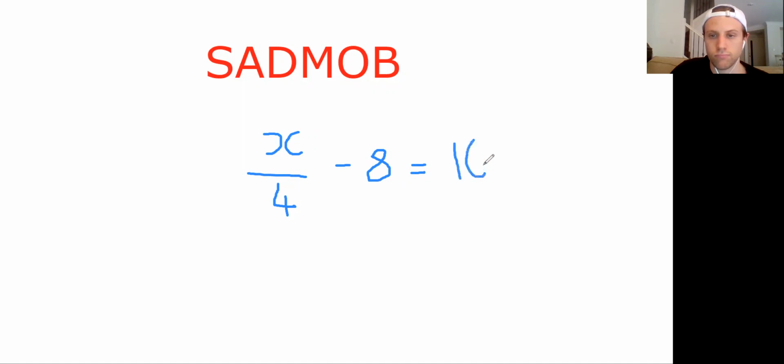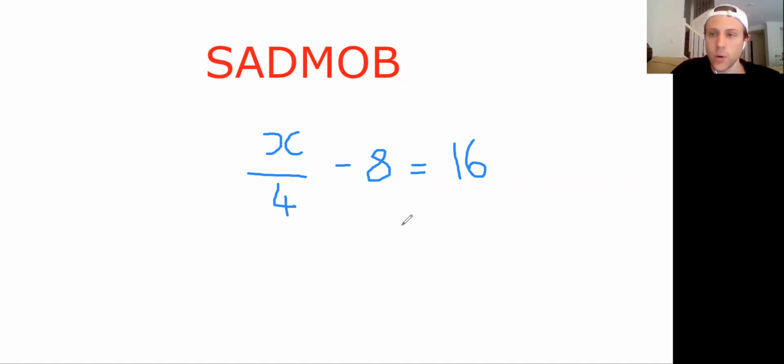So we're going to start with x divided by 4, take 8 equals, what's a good number? We'll go with 16. No, that won't be a good number. Let's go with 14. Conflict in my head, decided to go with it. Let's go with 16. All right, so x divided by 4, take 8 equals 16.